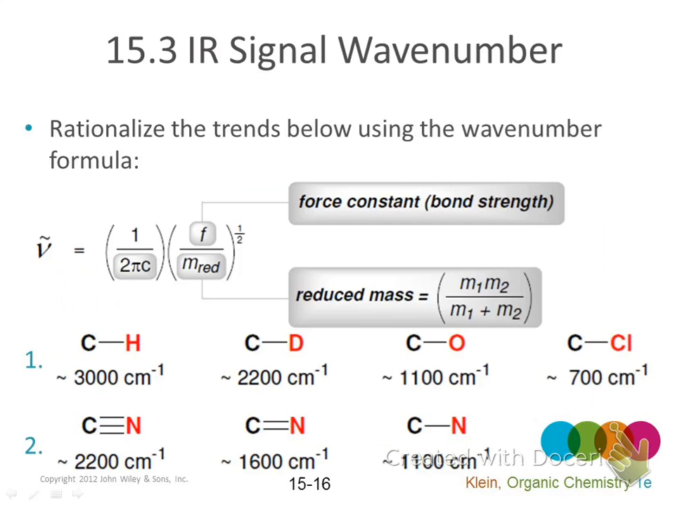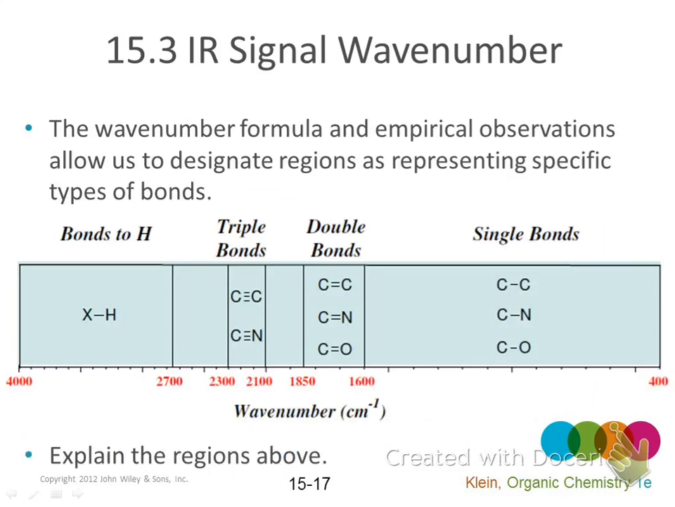So let me show you something real quick. This is a sort of general useful table, but it's not super useful because it's too general. But anything bonded to hydrogen's way over here. Bond strengths are high, reduced mass is low. Single bonds tend to be in this region. Double bonds tend to be in this region, and triple bonds tend to be in this region. Okay? So we see, in general, an increase in wave numbers for higher bonds and also for stronger bonds.